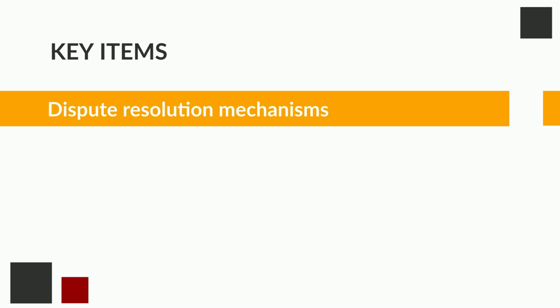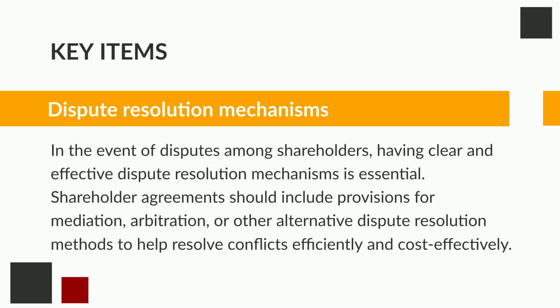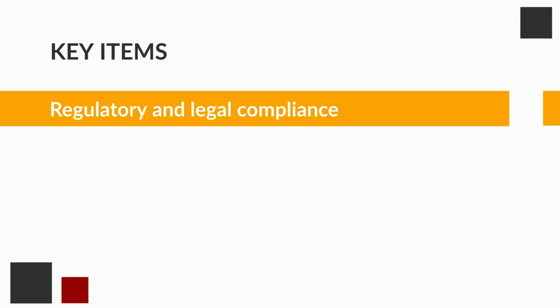Dispute resolution mechanisms. In the event of disputes among shareholders, having clear and effective dispute resolution mechanisms is essential. Shareholder agreements should include provisions for mediation, arbitration, or other alternative dispute resolution methods to help resolve conflicts efficiently and cost-effectively.